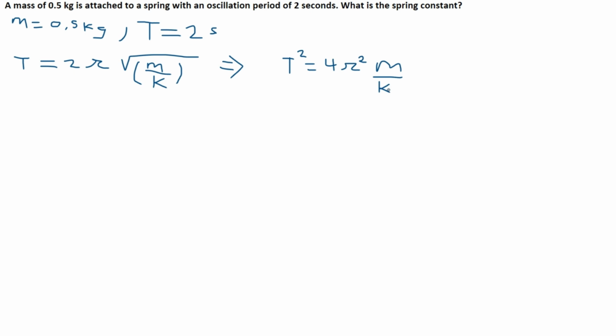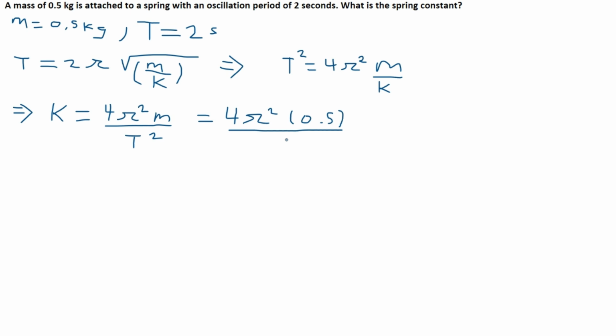Now from here, we can multiply the spring constant to this side and divide this side by the mass to isolate the spring constant. This gives us that the spring constant is equal to 4 pi squared times the mass divided by the period squared. So plugging in our values, we get 4 pi squared multiplied by 0.5 kilograms divided by 2 seconds squared.